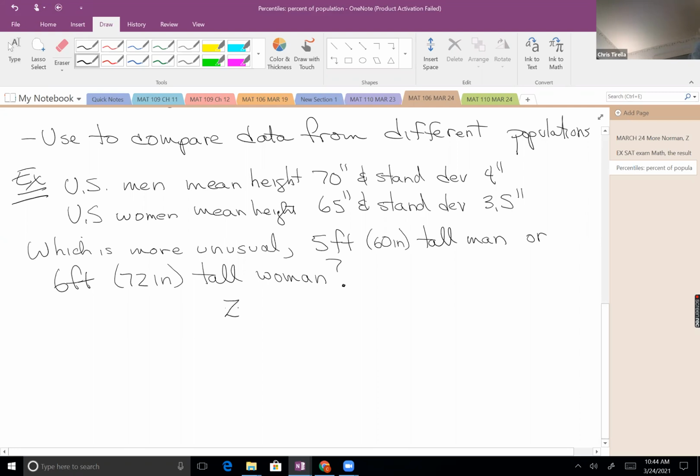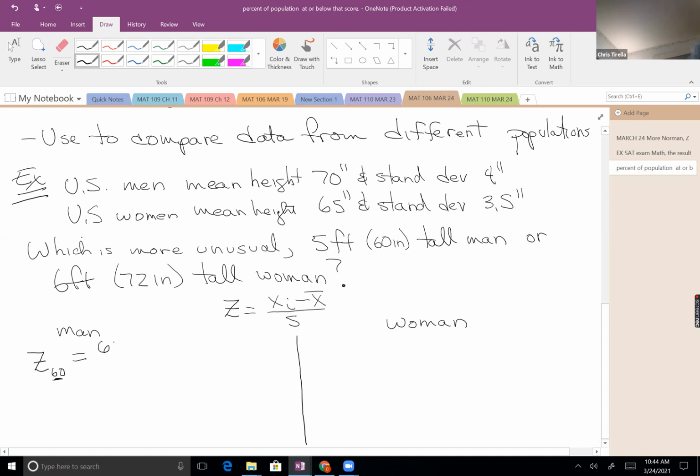Because they're from different populations, they've got different means, they've got different standard deviations. To compare them, we're going to use the z-score, which again is my value minus my mean over the standard deviation. And so we're going to do this twice, once for the man and once for the woman. The z-score, this guy we're going to say is 60 inches tall. Sometimes you see a subscript there. This is the z-score for a height of 60 inches.